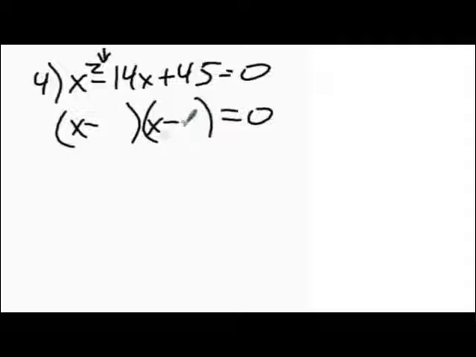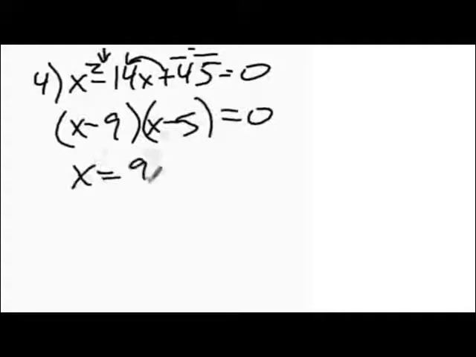Now we've got to figure out the numbers. Go to the last term. What times what is 45, but adds to 14? 9 and 5 come to mind. I can't think of many other combinations. 1 and 45 won't work. So 9 times 5 is 45, and those numbers add to 14. So we're going to put 9 and 5 in there. Solving them, just the opposite sign, so we're going to get positive 9 and positive 5 respectively.